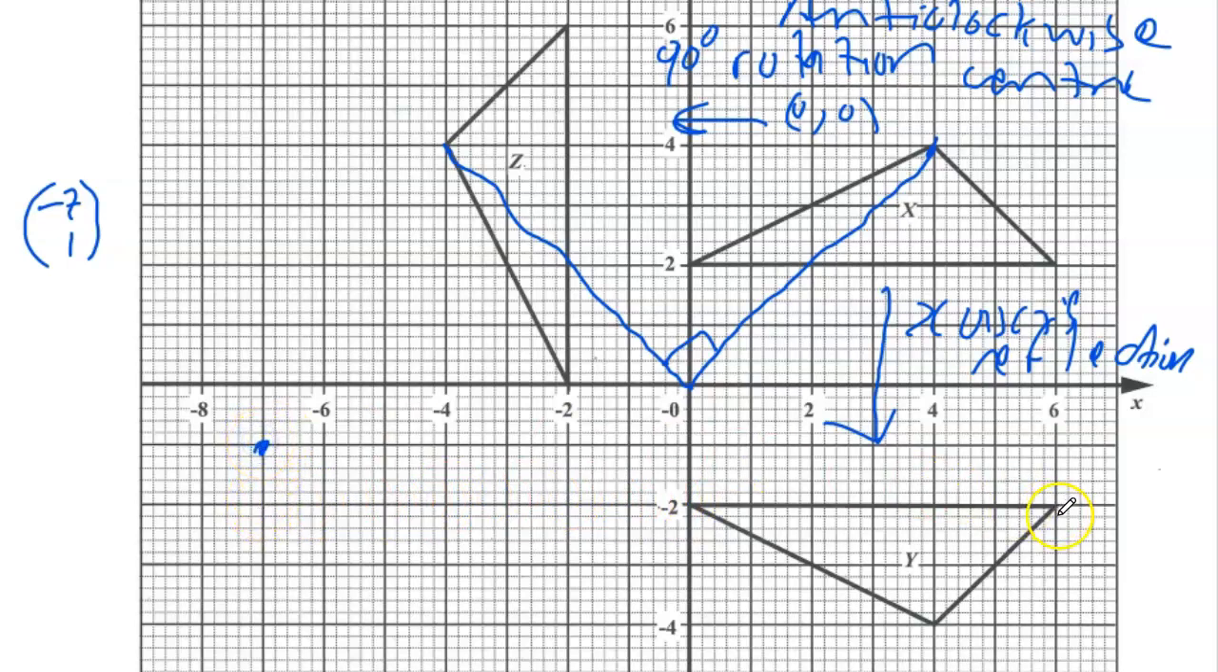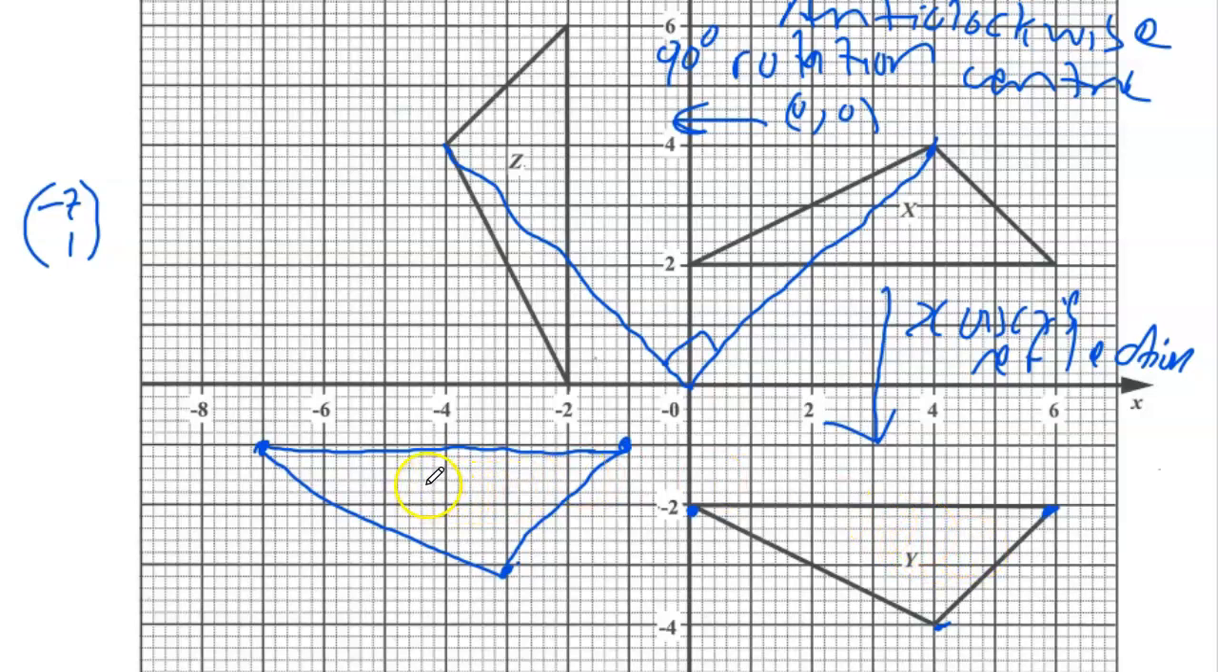So now this point will be the same. 1, 2, 3, 4, 5, 6, 7, and 1 up. And this vertex, 1, 2, 3, 4, 5, 6, 7, and 1 up. So notice each vertex moves 7 places to the left and 1 up. And this is our new triangle. Notice that when triangle Y is translated, it is the exact same shape and size. When you translate a shape, it doesn't change. You just move it from one location to another.